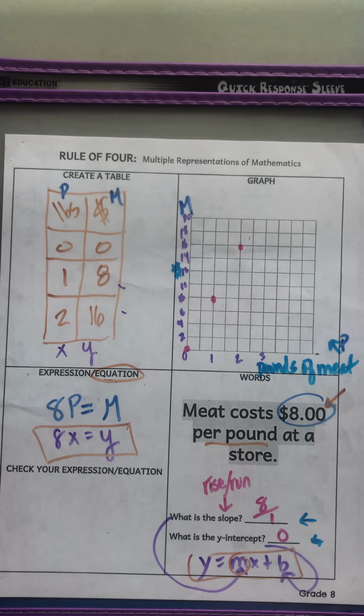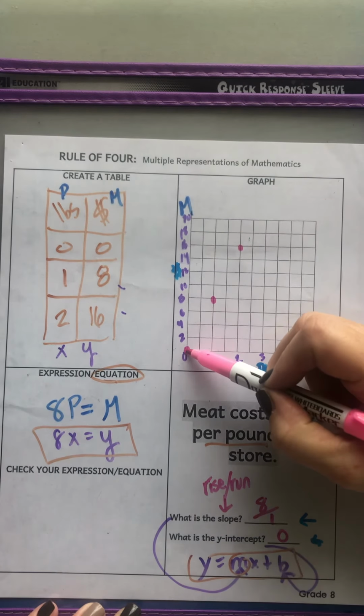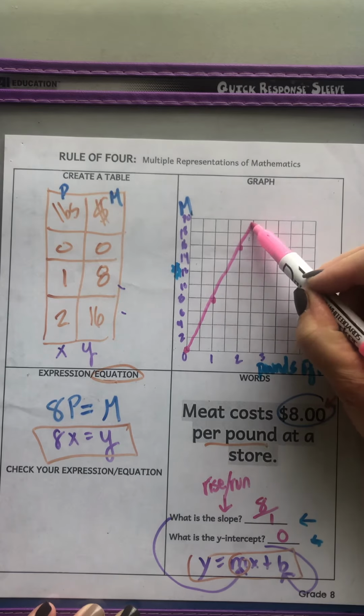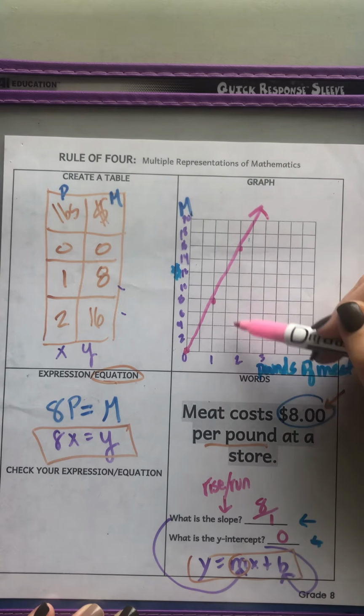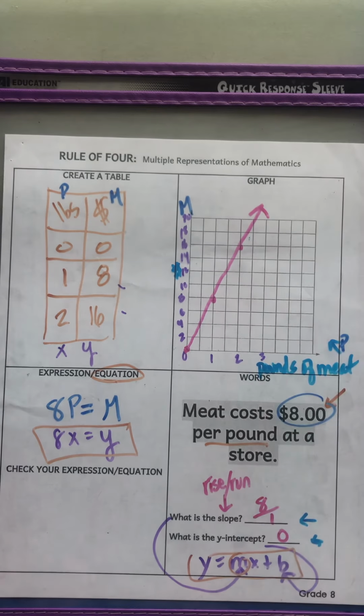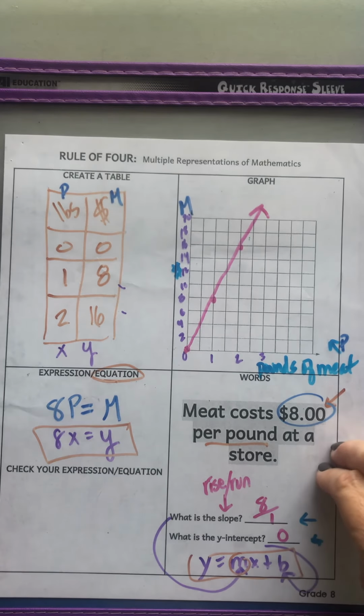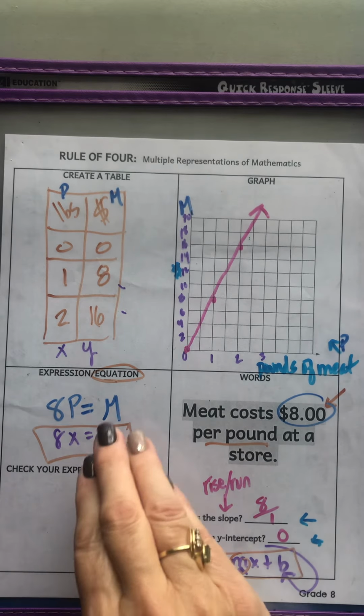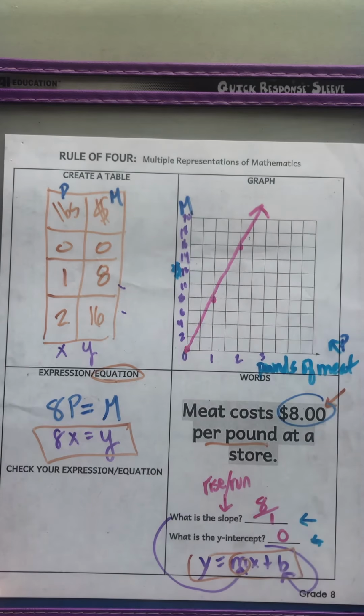And from here, I can now draw my line, right? Because can I buy a half a pound of meat? Sure I can. Can I buy 1.5 pounds of meat? Sure I can. So we're going to always have that line to show there's all these combinations that are in there. So that should help explain how this rule of 4 works. You're looking to be able to do all the different representations, whether it's in words, writing an equation, drawing a table, and graphing that as well.